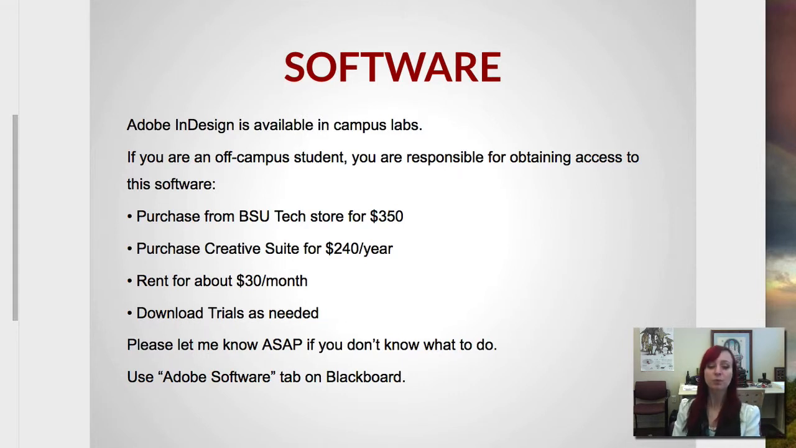How do you get InDesign? Click on Adobe Software on Blackboard. There's a tab that says Adobe Software. Click on it. It has links to get the software. I really highly suggest that if you don't have InDesign already and you're off campus, you download the trial the week that you need InDesign, and then when the trial expires, like 2 days before it expires, pay the $30 to rent it for 1 month. And then the class will end. And then when they ask you for the second month, just cancel if you don't want to continue with InDesign. This is going to be the cheapest option for you.